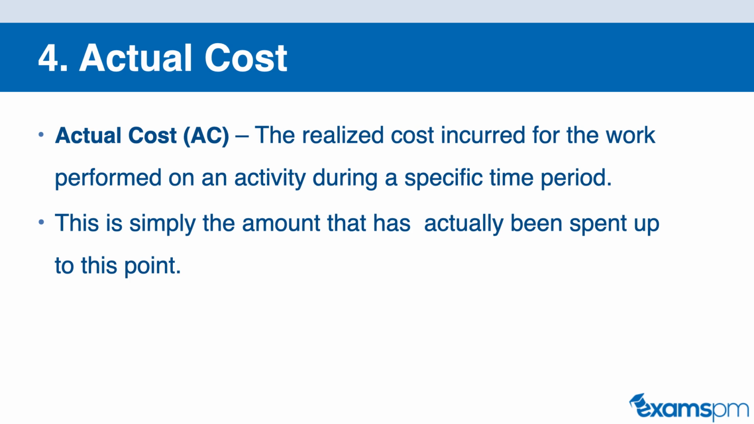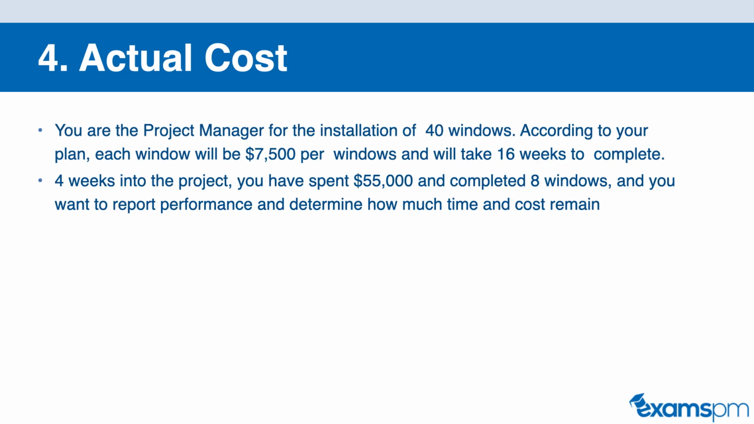This is simply the amount that has actually been spent to produce what we wanted to produce. So we sum up all the costs that we have spent up to a certain point in the project, and that is our actual cost. Now let's take a look at our existing example.